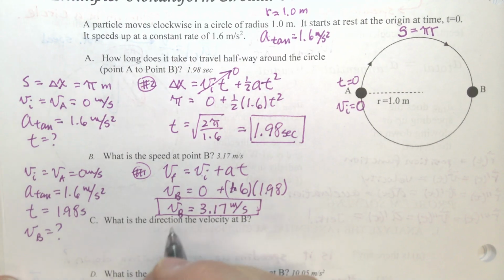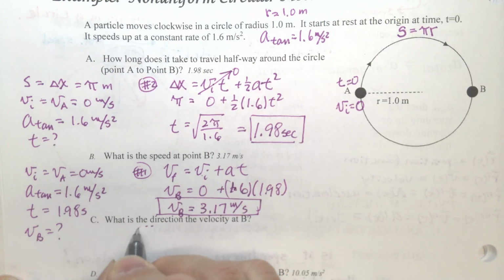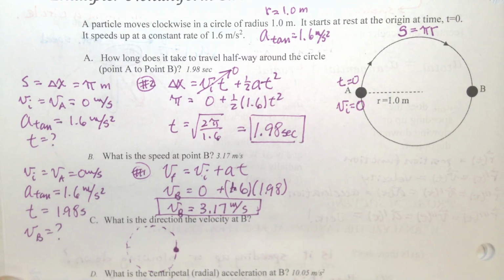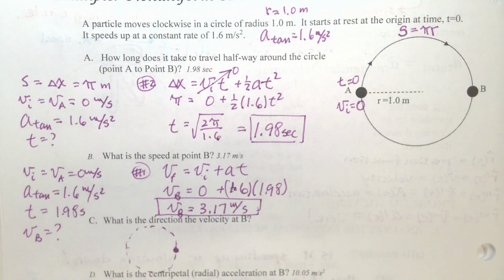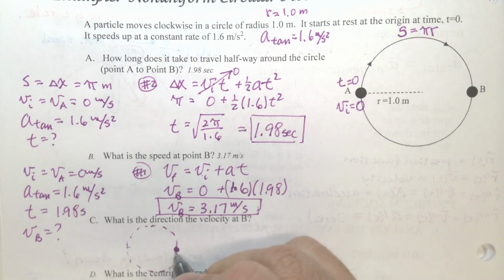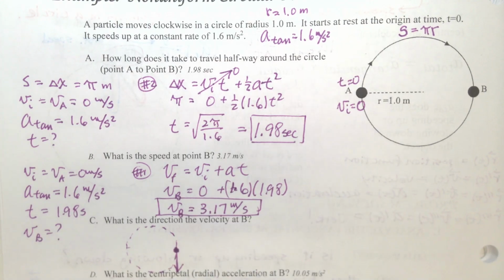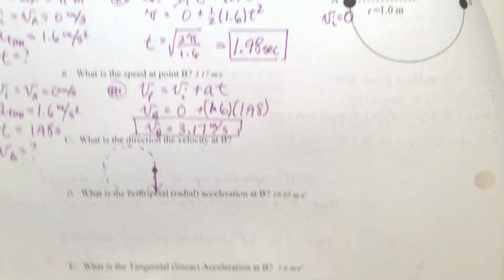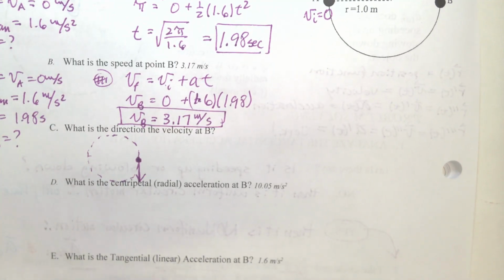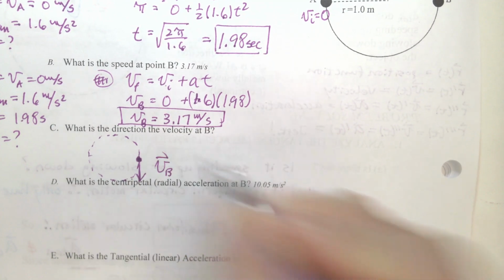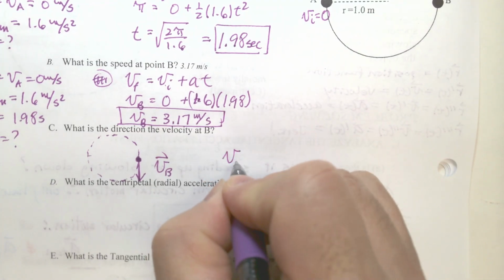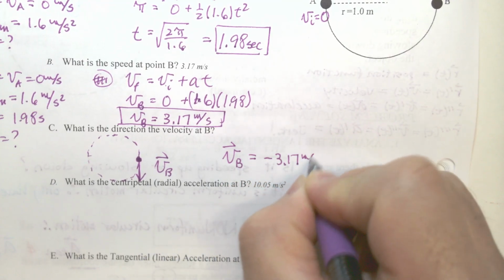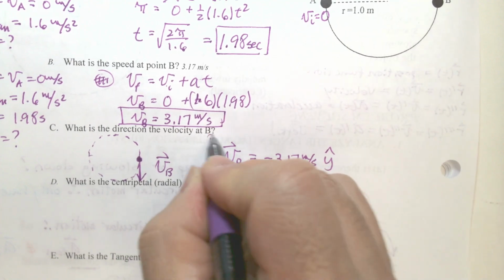Well, what is the direction of my V at point B? Which way is the direction? Down. The velocity is always tangential to the trajectory, right? So it is down. That is the direction of my velocity at point B. Or you could simply say velocity at point B is equal to negative 3.17 meters per second y hat. You can also do that.